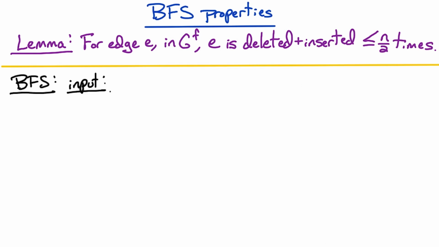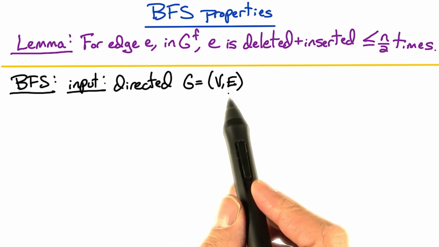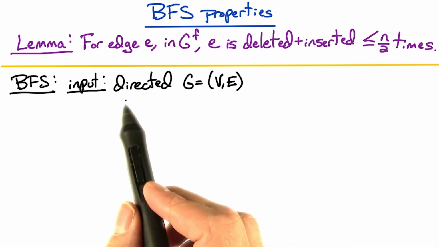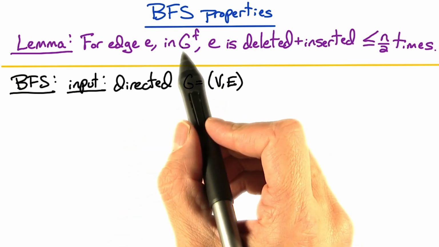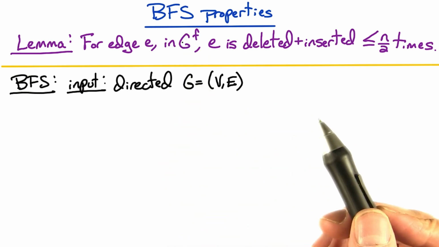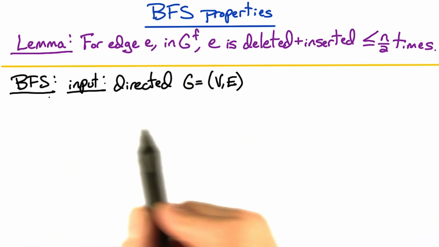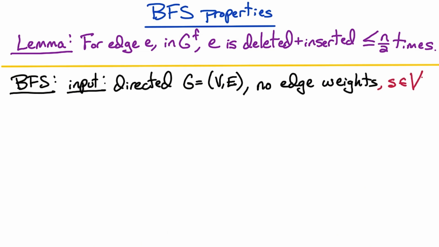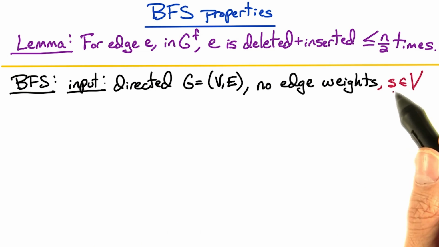Let's recall the setting for BFS, breadth first search. The input is a directed or undirected graph G. We're going to be working with directed graphs. Our directed graph, the residual network, will have edge weights. But in fact, BFS doesn't pay attention to edge weights. Now, BFS also specifies a start vertex S.